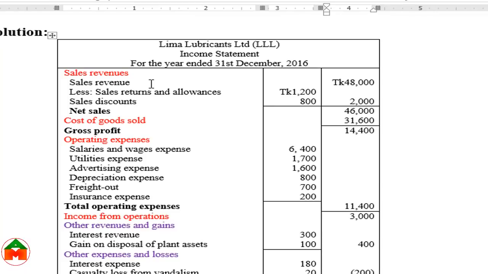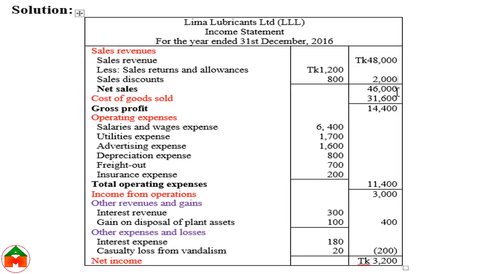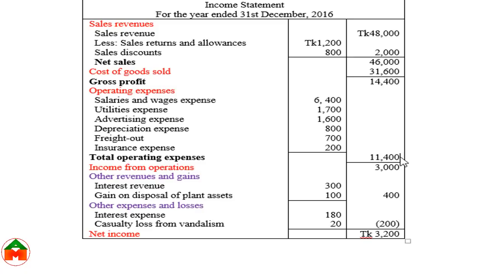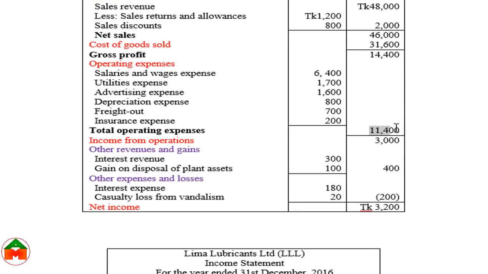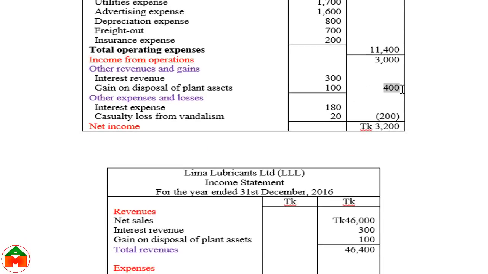Again, I am repeating, this is the sales revenue. From this sales revenue we will deduct contra sales items. If we deduct this contra revenue we will reach net sales. From this net sales we will deduct cost of goods sold. After deducting cost of goods sold we will arrive at gross profit, and from this gross profit we will deduct all the operating expenses. After deducting all the operating expenses we will reach income from operations. After that we will add other revenues or gains, then we will deduct other expenses and losses to reach net income. Here the net income is 3,200.